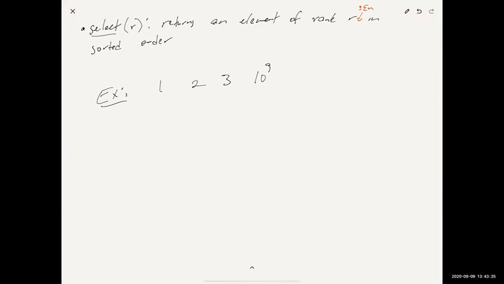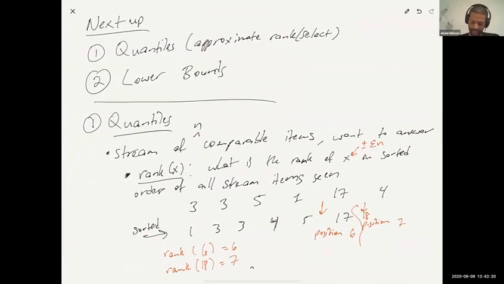Could you restate the error condition for rank? X has some true rank in the sorted order, so plus or minus epsilon n is added to the rank. That's right. And in this example, there are multiple items that have the same value 3. So even in the exact problem, it's correct to say that the rank of 3 is either 2 or 3 because it's both the second smallest and the third smallest. Either of those is an acceptable answer.